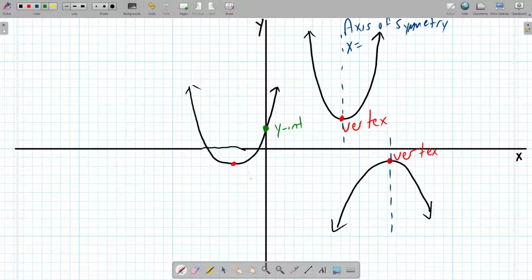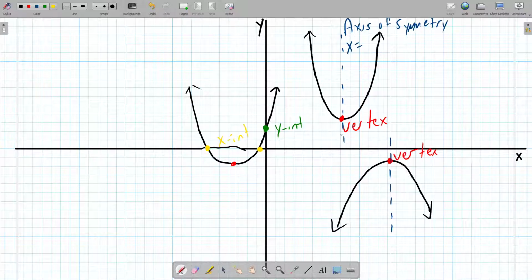However, parabolas can have 0, 1, or 2 x-intercepts. So this parabola that I've drawn here crosses the x-axis in two spots. So we'll call these the x-intercepts. A parabola like the two that I drew at first, they don't cross the x-axis at all, so there is no x-intercepts.